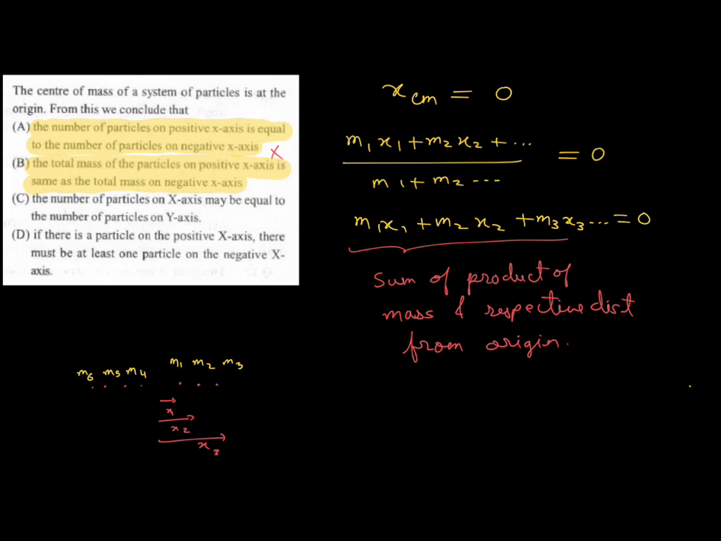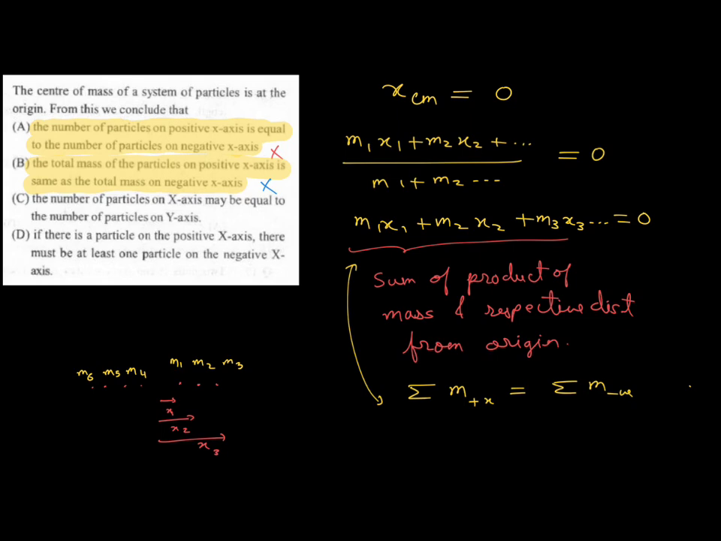Now the information in the option, that is the sum of masses along the positive x-axis is equal to the sum of masses along the negative x-axis, is not having any direct relation with the relation that we have obtained after taking the center of mass at the origin. So this option is also inconclusive, so the second option is also not correct.